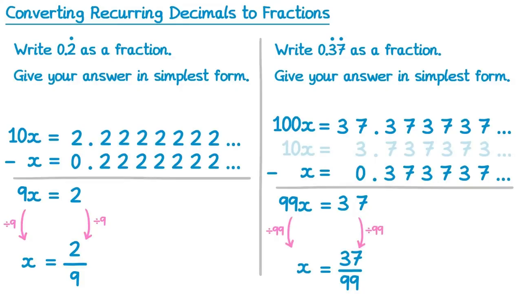We should always check at the end of the question if we can simplify, but this one can't simplify, so it's the final answer.